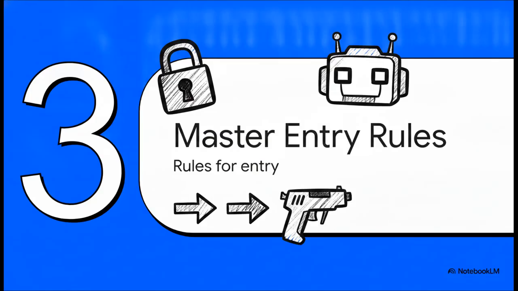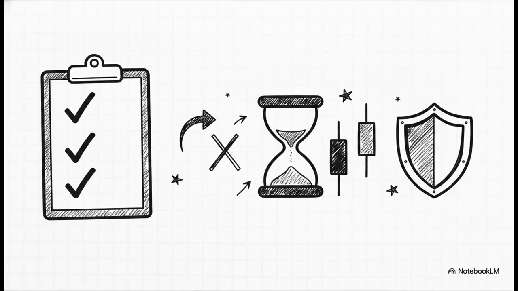Okay, step 3, mastering the entry rules. So here is your ironclad entry checklist. First, you wait for that pullback. Then you're looking for confluence. Basically, multiple factors like support levels or moving averages all lining up together. But the absolute most crucial point is this third one. Wait for the confirmation candle. Patience is literally everything here.